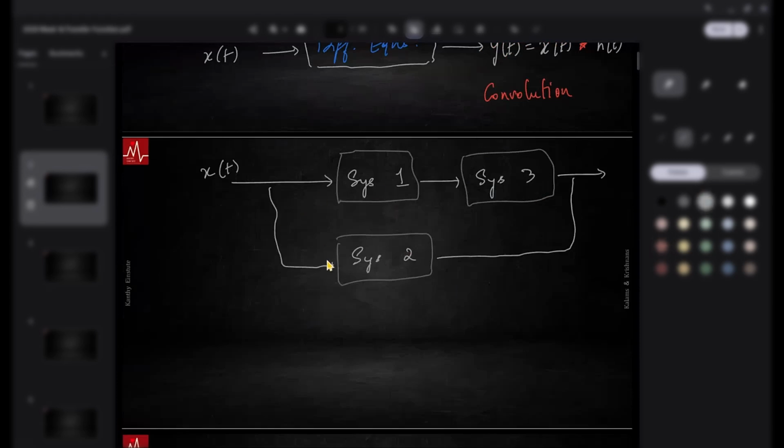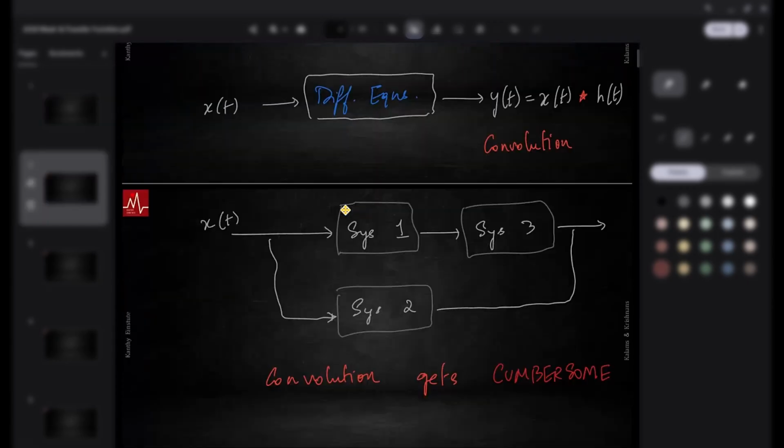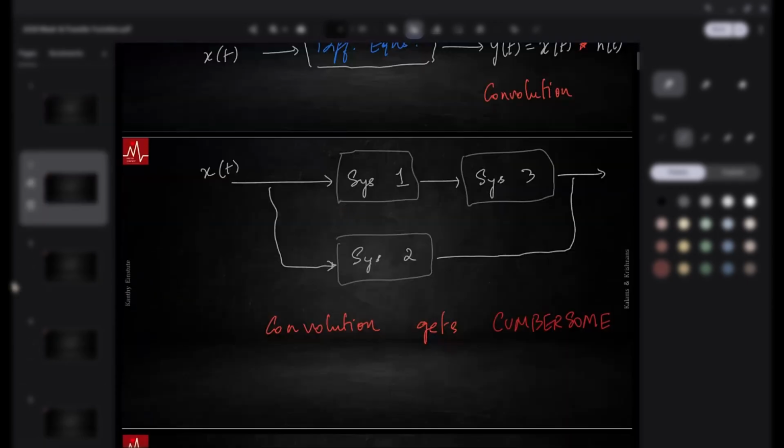Computers can kind of handle multiple systems, multiple arrows like this, but typically the way we did it, convolution gets cumbersome, unless you are a neural network basically trained for that. This is very, very messy. So what is the way out? This is one important reason you get the Laplace transform.